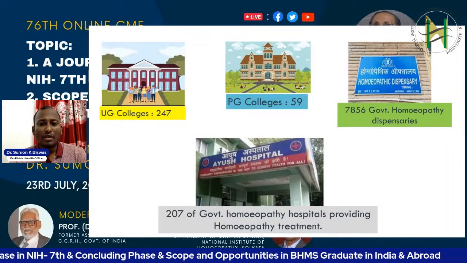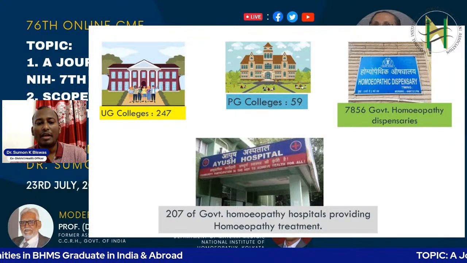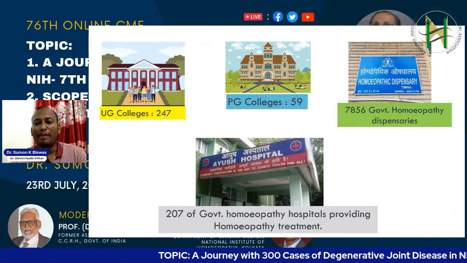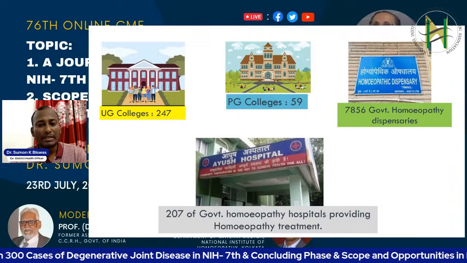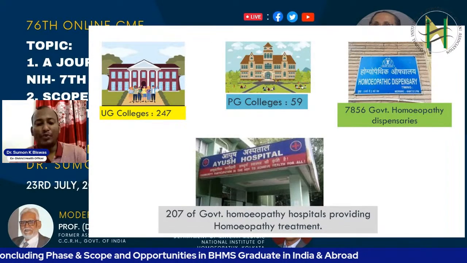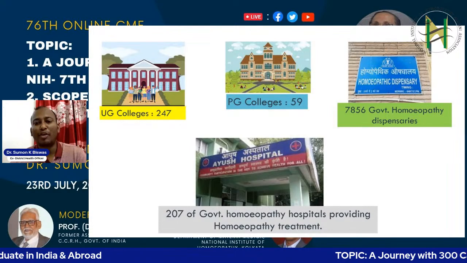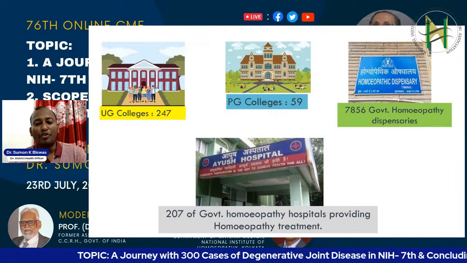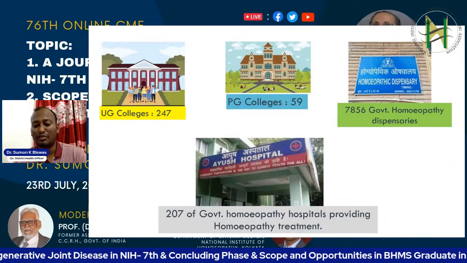If you look at the UG colleges, PG colleges, dispensaries, and even the government Ayush hospitals, we have 247 UG colleges. We have only 2 degrees in homeopathy, BHMS and MD. We do not have any other homeopathic degree now in India. So we have around 247 UG colleges and 59 PG colleges. For India, we have around 8,000 homeopathic dispensaries and 207 government Ayush hospitals. Previously the Ayush system was practiced as a wing of district level hospitals, community level hospitals, and even some PHCs. But as per the National Ayush Mission, the government has established 207 government Ayush hospitals, where all streams of Ayush are practiced.